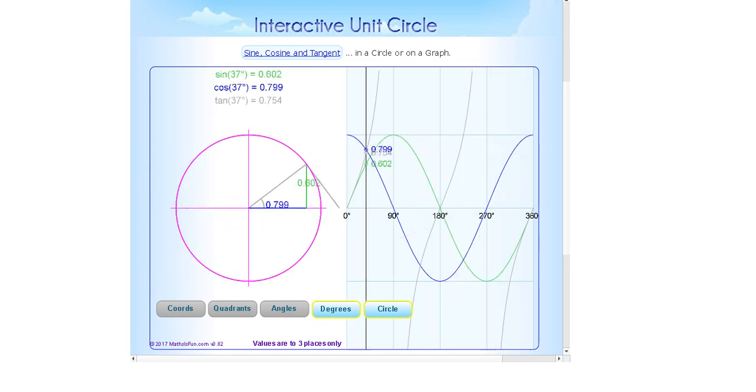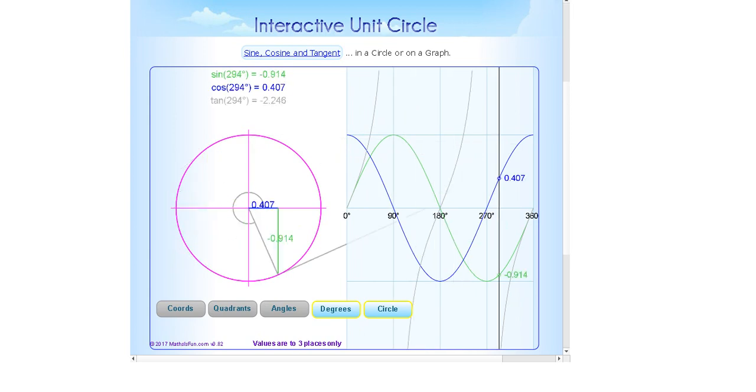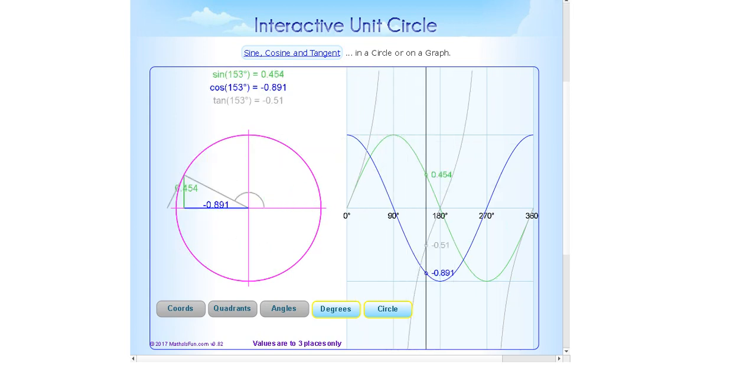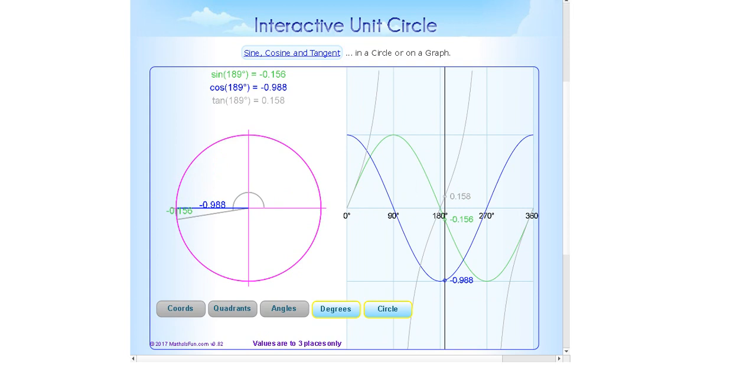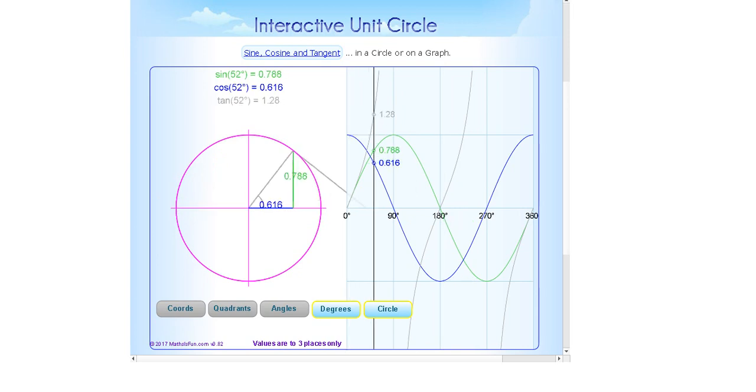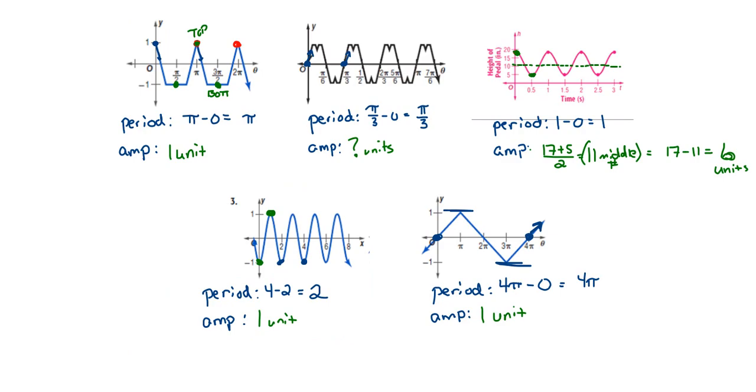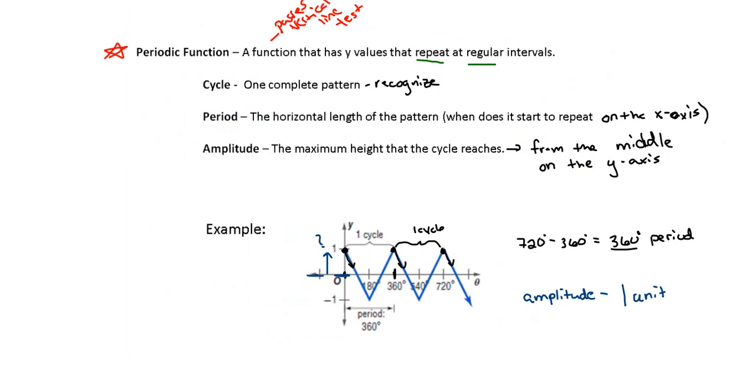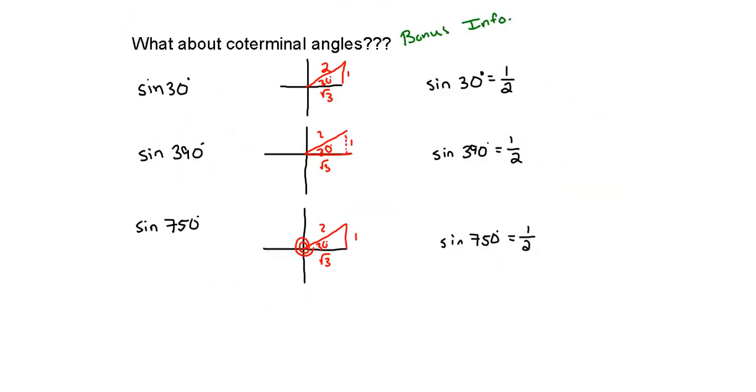In all reality, we're going to talk more about this when I come back on Thursday, about these graphs and how they repeat themselves. But you already knew that they repeat themselves over and over, and that's what I showed you with the coterminal angle. Sine of 30 is 1/2, sine of 390, one full turn around, is 1/2, and sine of 750, another turn around, is 1/2 again.